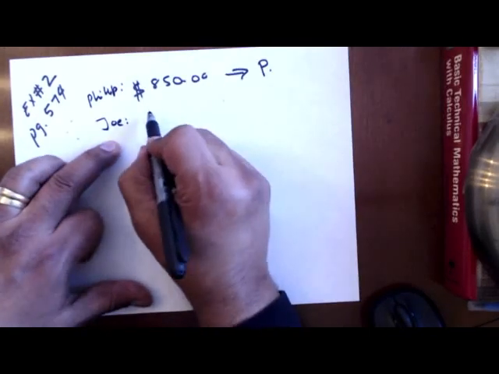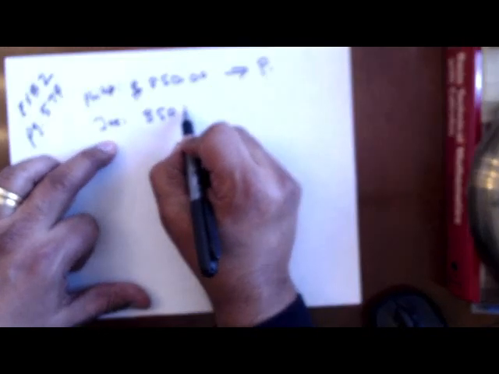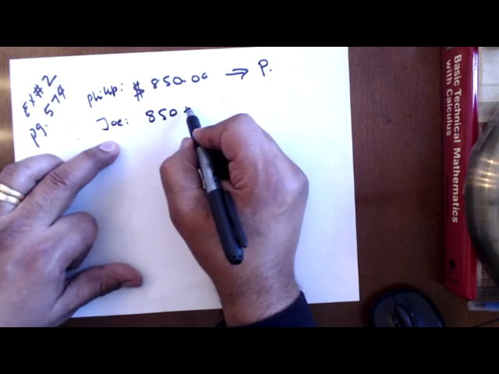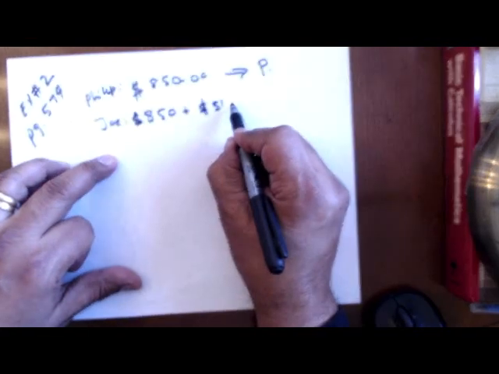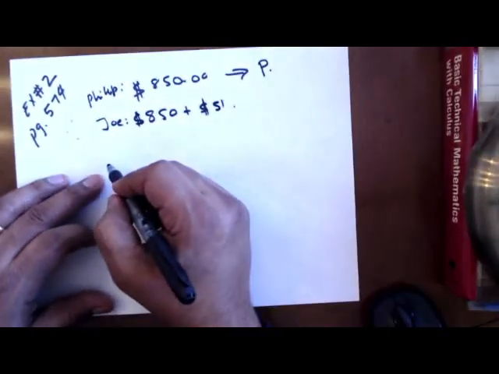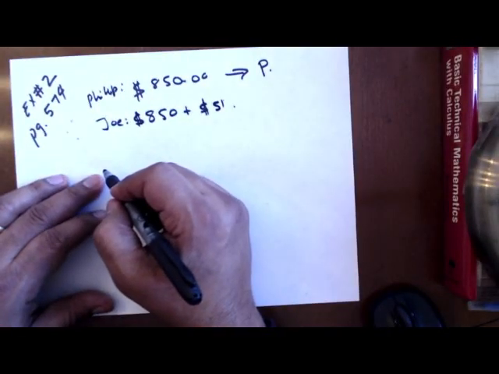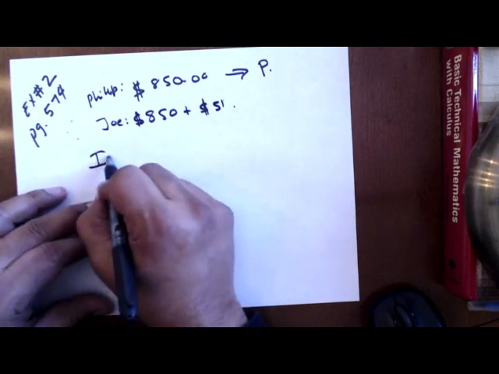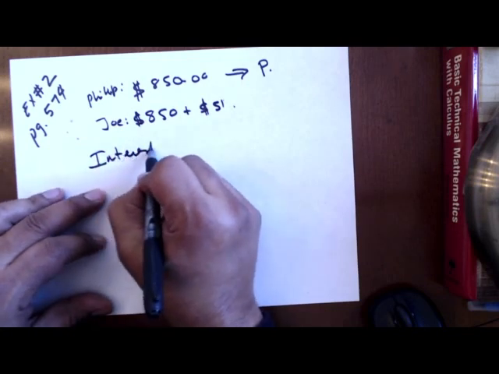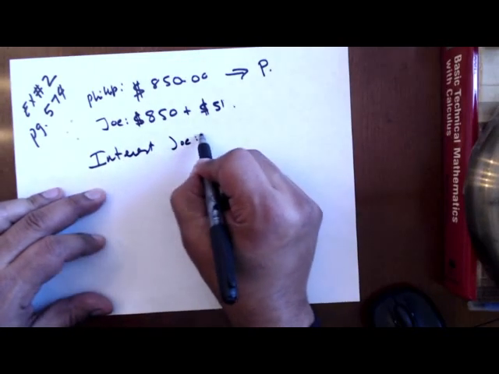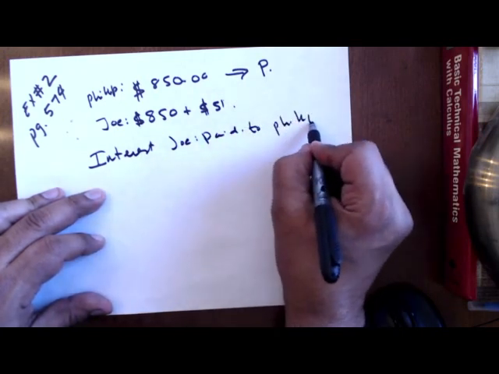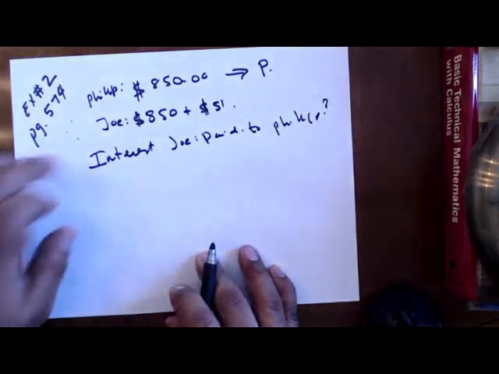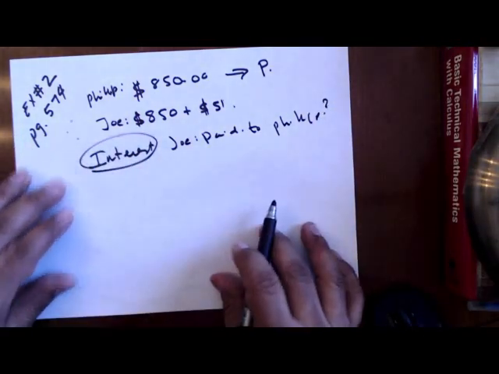At the end, Joe paid $850 plus $51 to his friend. And the question is, what annual rate of interest did Joe pay to Philip? So the interest is what we're asking. The interest that Joe paid to Philip. So that's what we're asking. What was the interest? So we're looking into that.